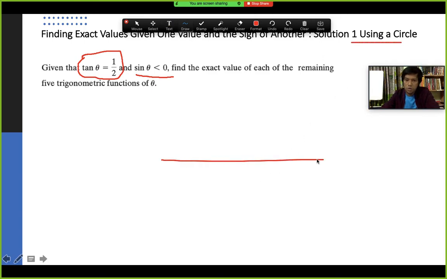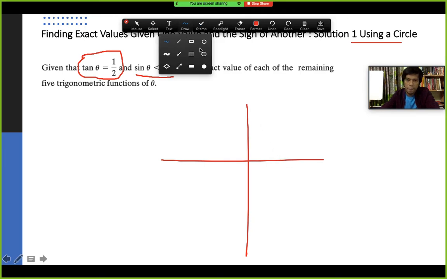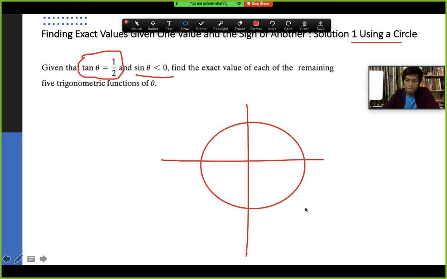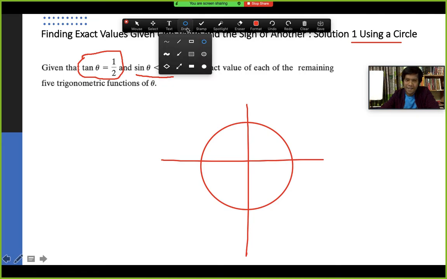So if we draw a unit circle, just roughly, this is actually our last topic, but we have 2 different methods to discuss, so this is a big topic for this lesson as well. What do we understand from this? See, this is the unit circle. First of all, tan theta is 1 by 2, and sine theta is less than 0.